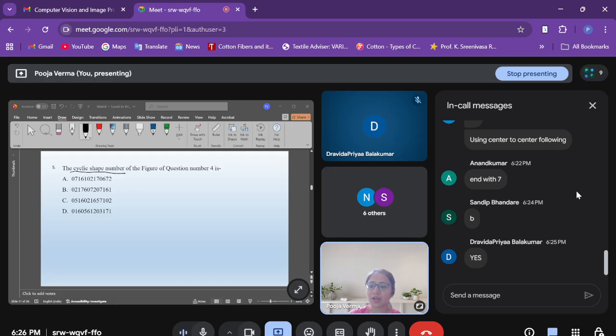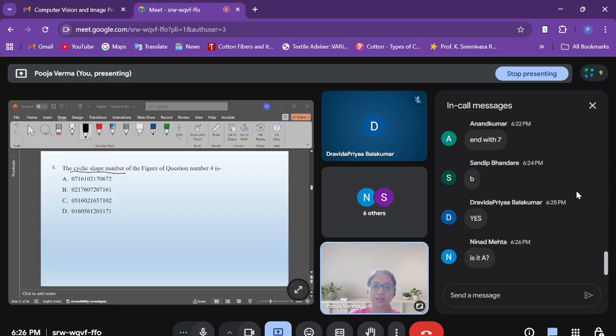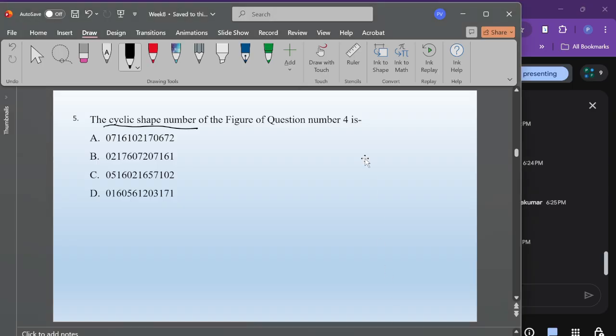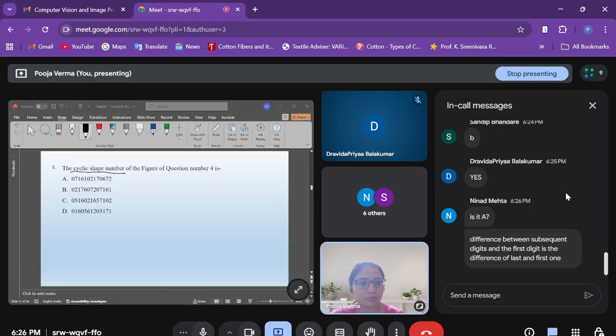So already we have calculated the chain code, right? Okay, we will solve it here. Any idea how to solve this question? Okay, so let's solve it here. So what is a cycle here? They are asking for the cyclic shape number, right? The difference between subsequent digits, and the first digit, is the difference to the last and first one, right?